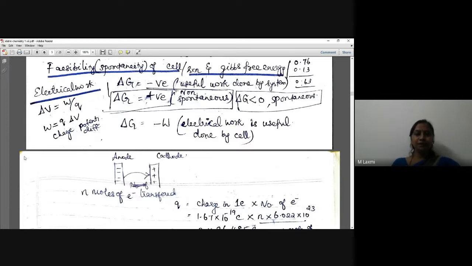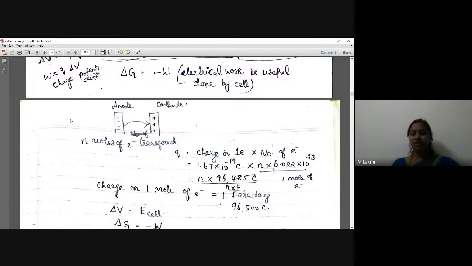Then what is work done? Work done is equal to Q into delta V. What is Q equal to? Charge of one electron into number of electrons. What is the charge of one electron? Charge of one electron is equal to 1.67 into 10 power minus 19 coulombs. How many electrons are transferred in 1 mole, which is nothing but n into Avogadro number. Then what is delta V? Delta V is nothing but your E naught of cell.